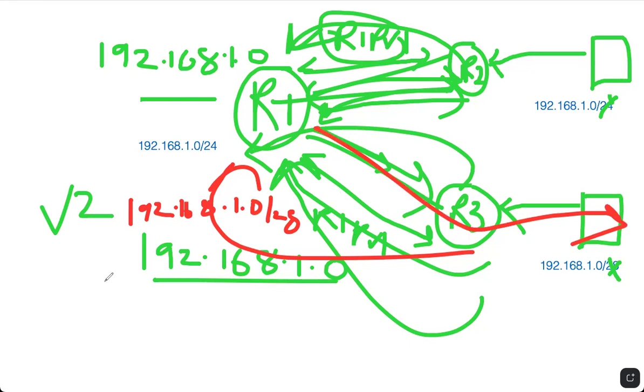So RIP version 2 is a classless routing protocol. It is capable of advertising the subnet mask information. RIP version 1 is a classful routing protocol. It does not advertise the subnet mask information to the neighbors. Okay, so that is about RIP version 1 and RIP version 2.